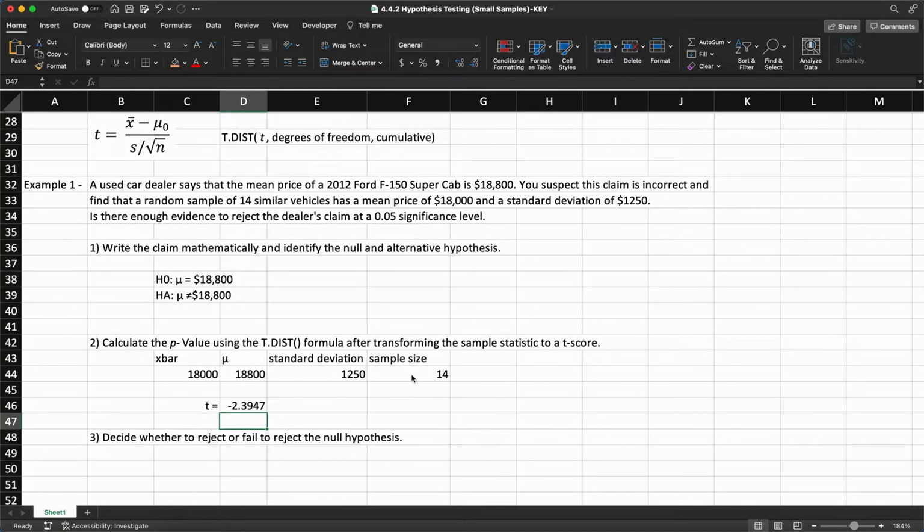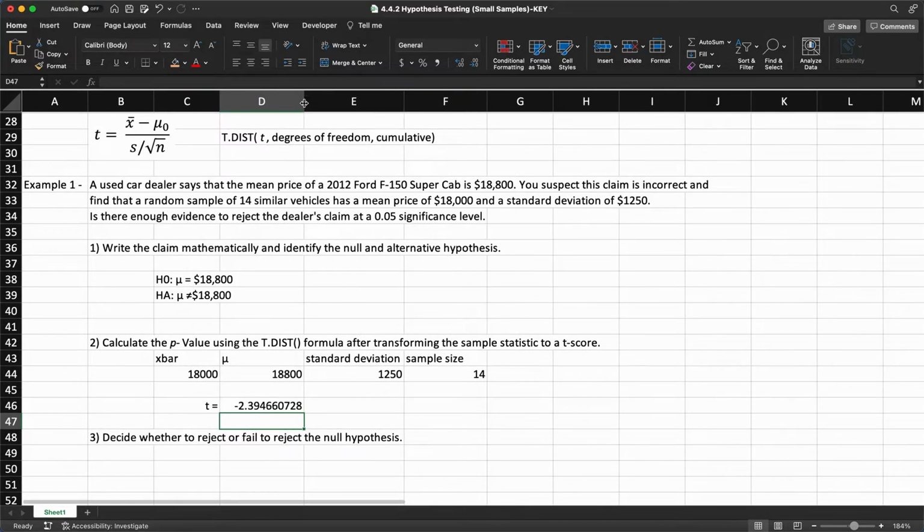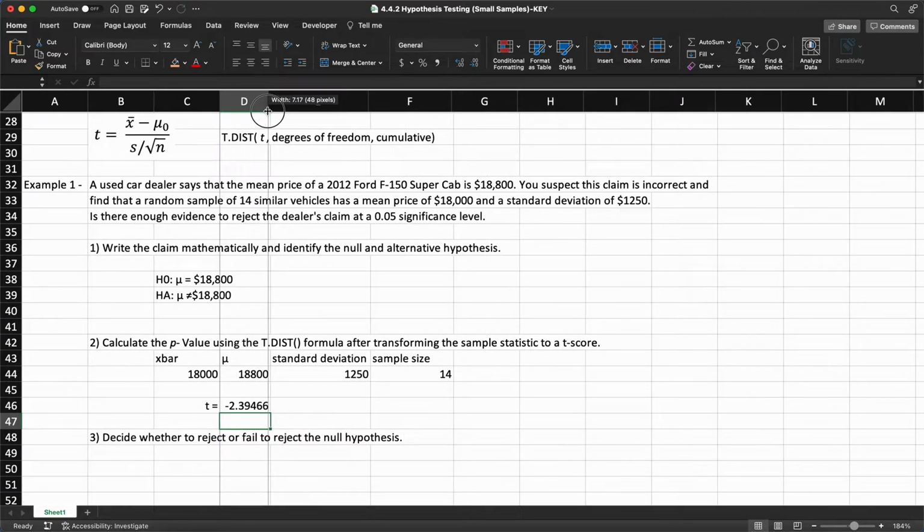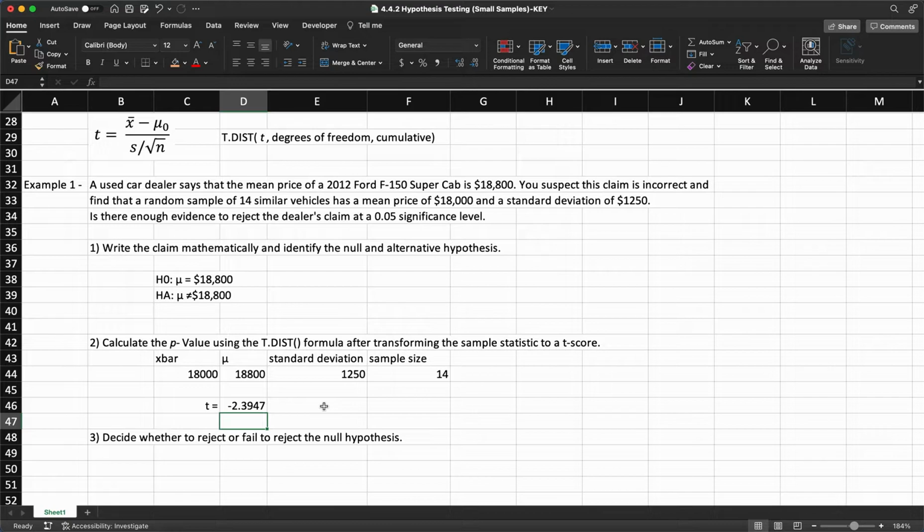And so that gives us a t-score of negative 2.3947. And this column just happens to be really skinny. If I expand that, there's more decimal places here. It doesn't matter how many you have in there. I just have negative 2.3947. So now that I have my t-score, I can go ahead and use my t.dist function.